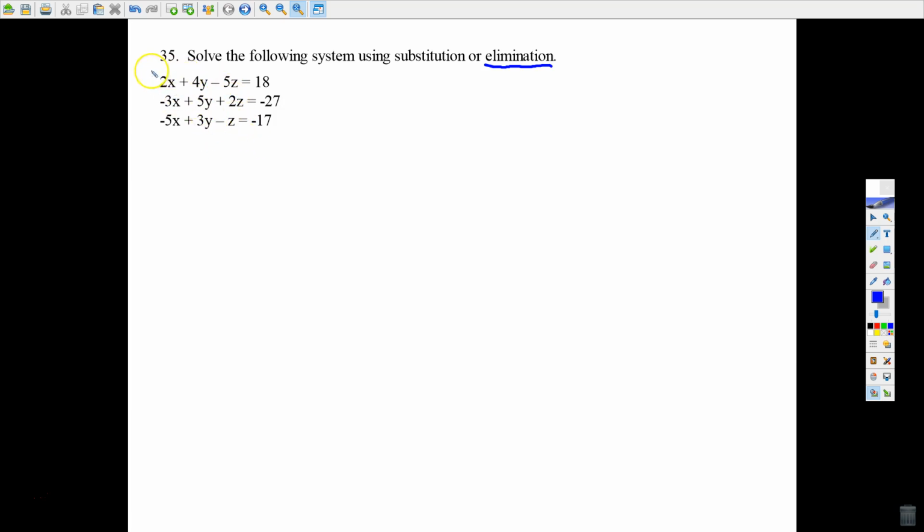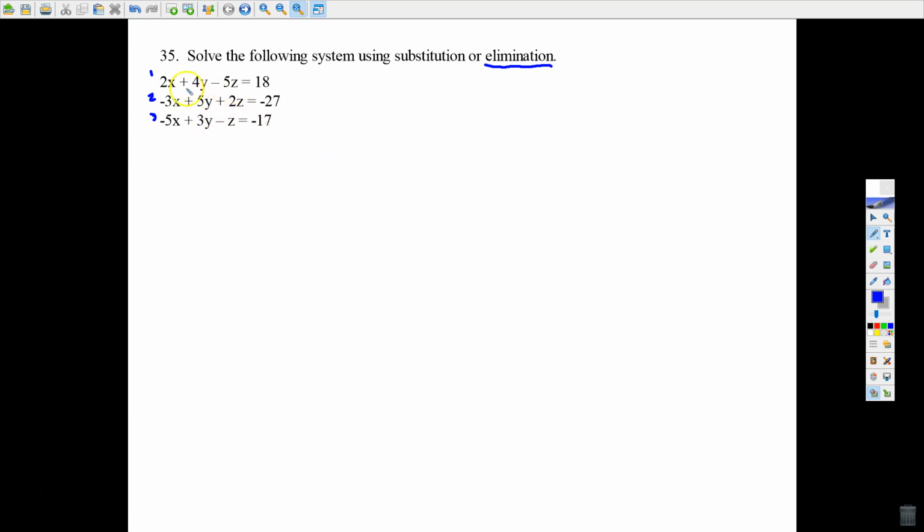So I'm going to pair up, let's just number these 1, 2, 3. I'm going to pair up 1 and 3 with the idea of eliminating z, and then I'm also going to pair up 2 and 3 with that same idea. Whatever variable you eliminate, you must eliminate the same variable within each pair of equations.